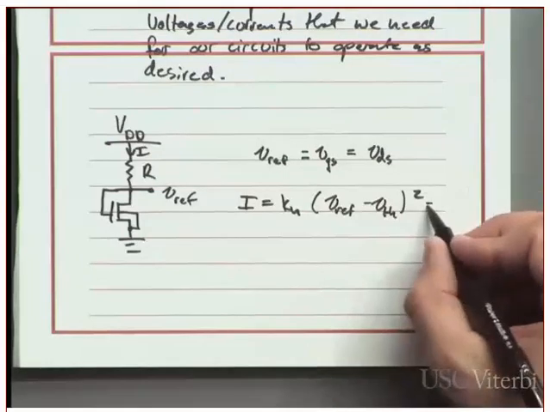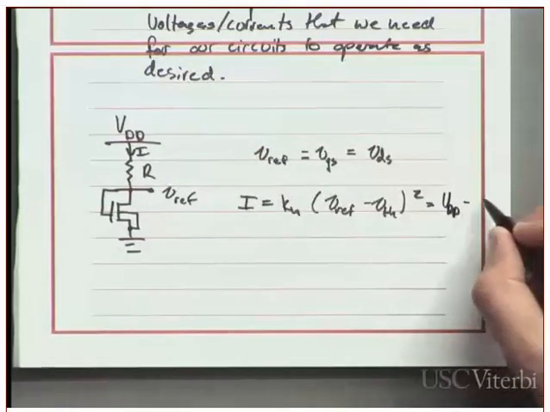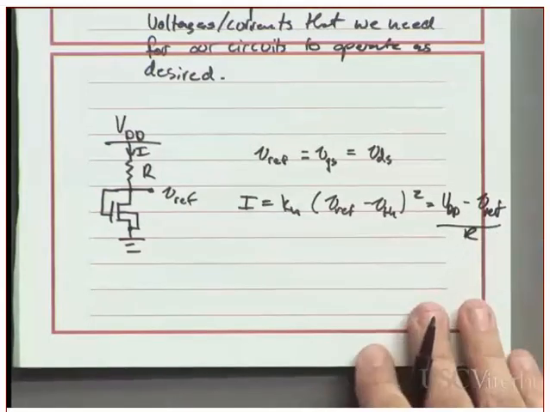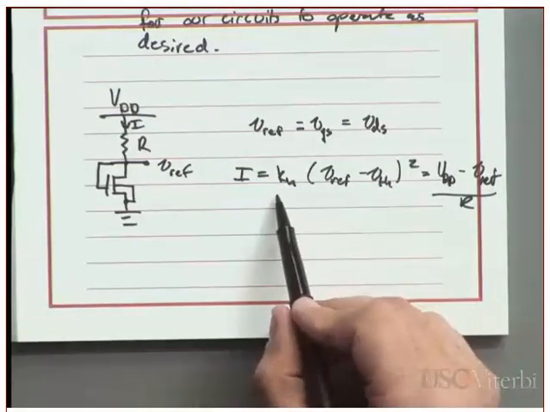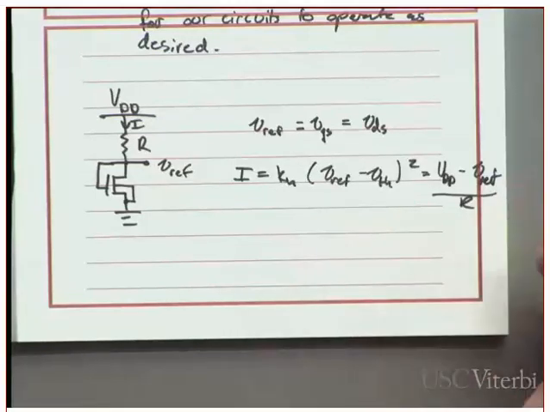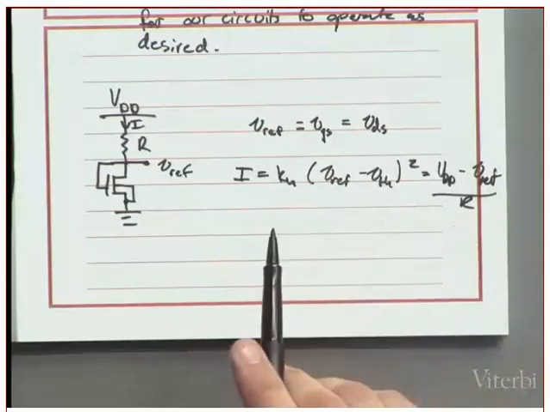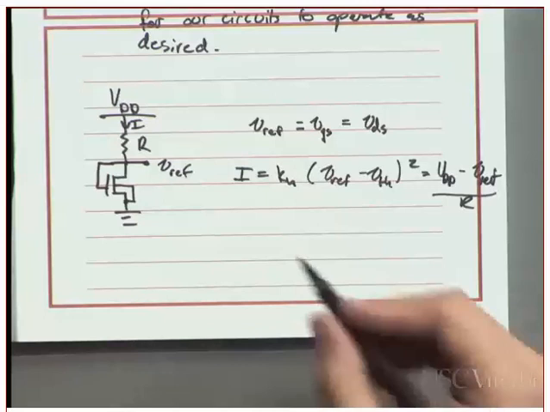And that is going to be the same as the current coming through this resistor right here. So that's going to be VDD minus VREF over R. So now it's just a matter of wrestling this thing into submission. And of course, I've gone on the assumption that this thing is operating in saturation, which is probably pretty safe given that VGS is equal to VDS. And so if the reference voltage is above the threshold, it basically has to be in saturation.